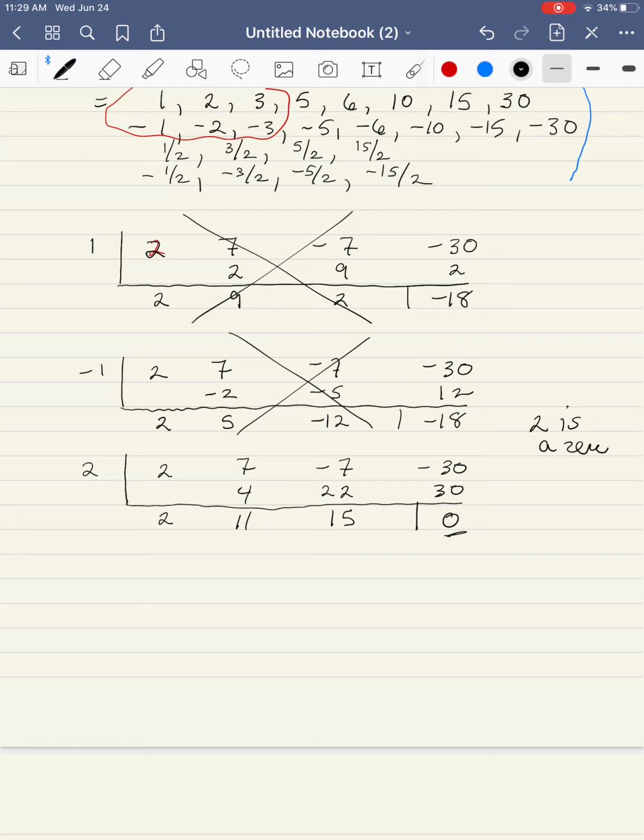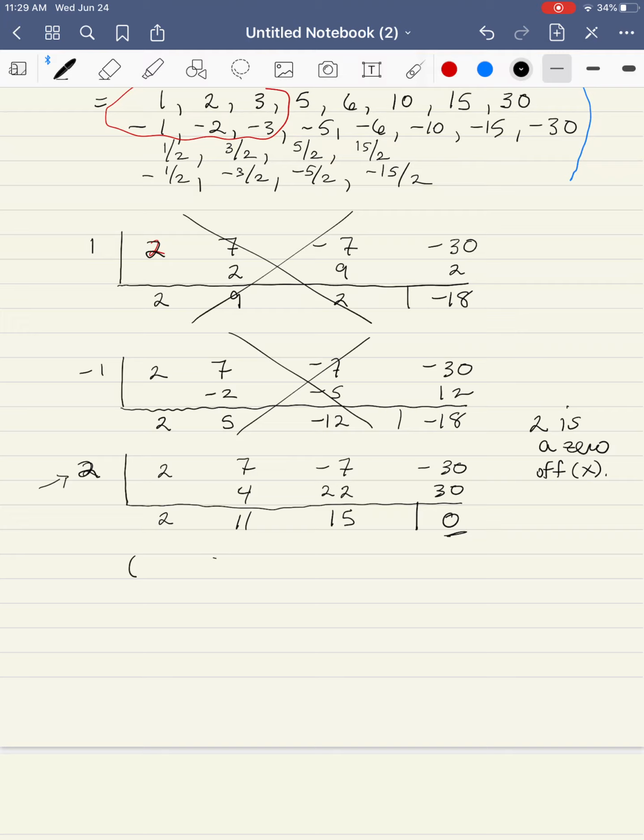And then I see that I get a 0 remainder here. So that means 2 is a 0 of f of x. 2 is a 0 of f of x. So now I can continue on finding the other 2 zeros.